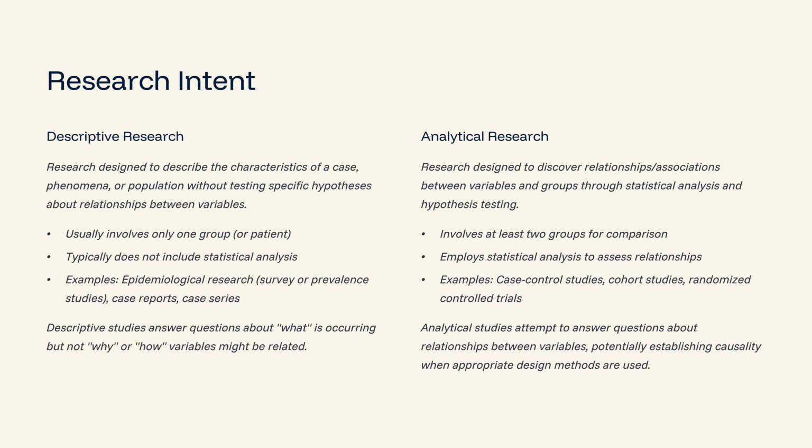Okay, and this usually involves two or more groups for comparison, right? Because if we have one group, then what are we doing? We're just kind of describing. So two groups helps us give those comparisons and those analyses that have meaningful interpretations. They employ statistical methods we've talked about in the previous course. And the examples here we've already mentioned are case control studies, cohort studies, randomized control trials. So basically everything that's not a case report or case series. And they are answering or attempting to answer questions about the relationships between variables and how causal they are.